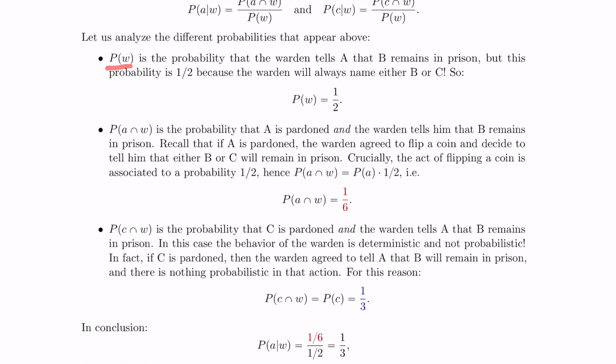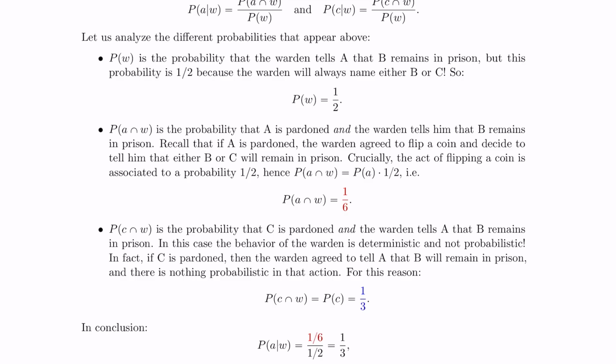This is the probability that the warden tells A that B remains in prison, but this probability is 1/2, because the warden will always name either B or C. Instead, this is the probability that A is pardoned and the warden tells him that B remains in prison.